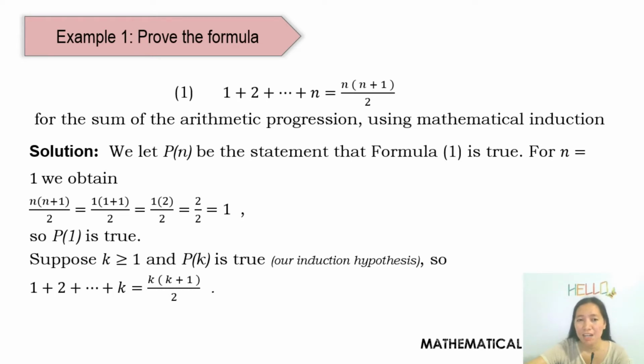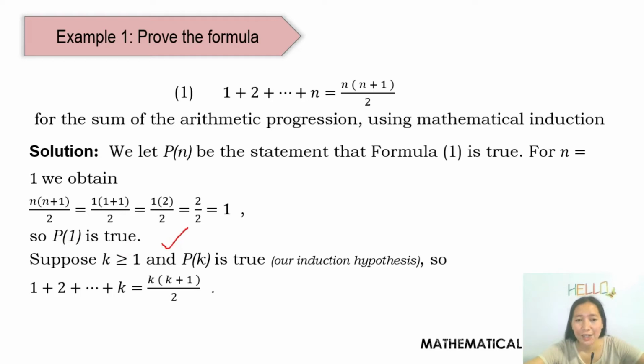So we let P of n be the statement that formula 1 is true for n. First, n is equal to 1. Replacing n with 1, we obtain 1 times 1 plus 1 all over 2, 1 times 2 all over 2, so 2 divided by 2, that is 1. So P of 1 is true.